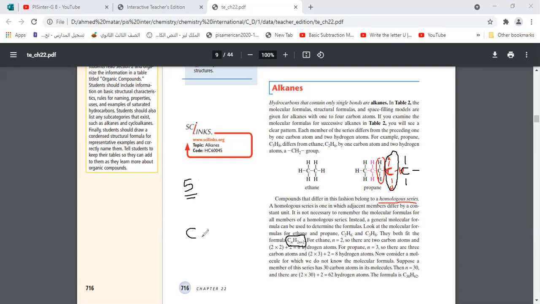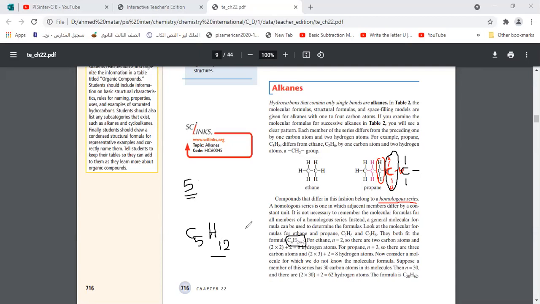So that means C5H2n, so 2 multiplied by 5, plus 2. It will be 12. That means there are 12 hydrogens carried on 5 carbons. Let's check here: 1, 2, 3, 4, 5, 6, 7, 8, 9, 10, 11, 12. You get the idea, guys?